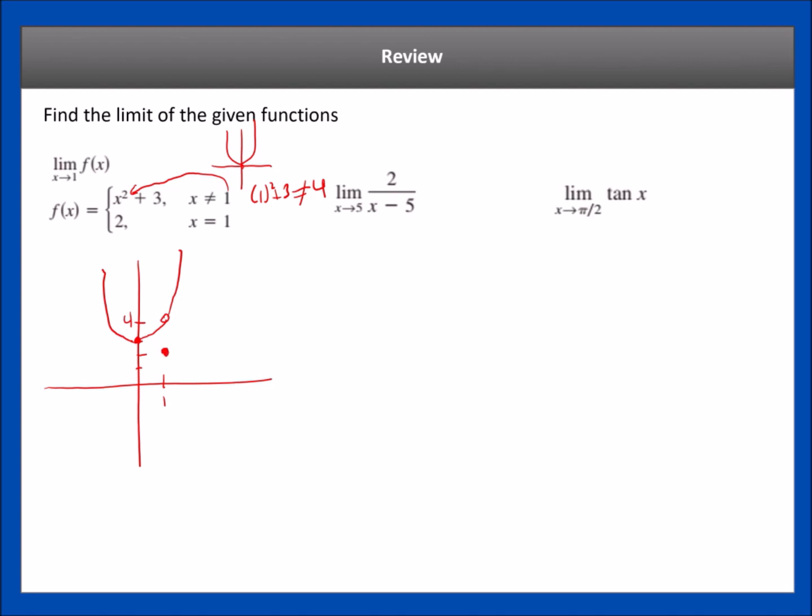It's good to practice graphing it and visualizing it. However, you don't need the graph to be able to do this. We know that f of 1 is 2, right? So f of 1 is 2. However, the limit as x approaches 1 is 4, because you can see from the graph, the behavior as you approach from the left and from the right side, it's approaching that limit value of 4. And you can get that simply by plugging in 1 into this part of the function.